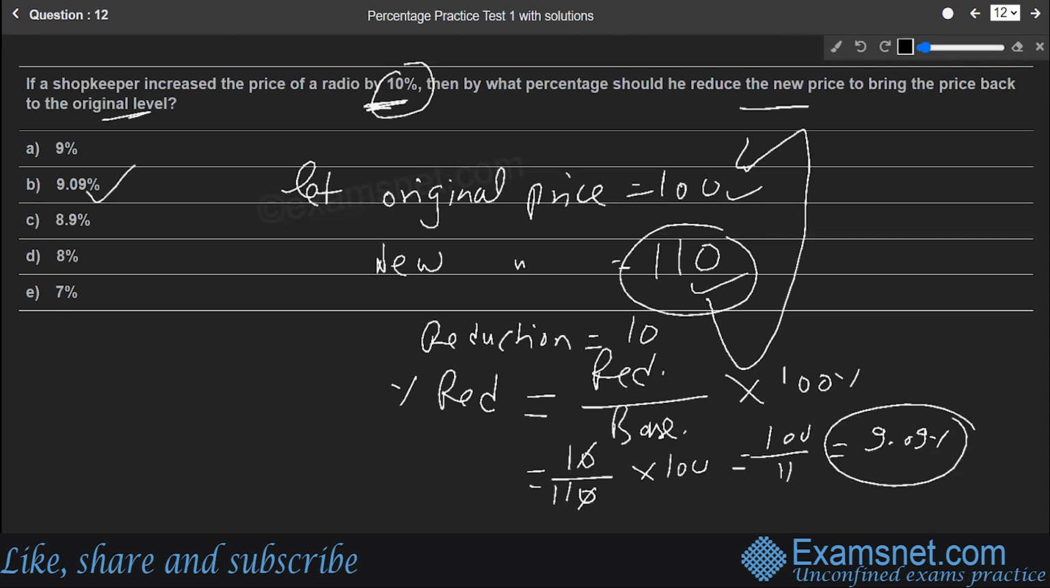Let's see where it is available. In option number B. So it's the right answer there.